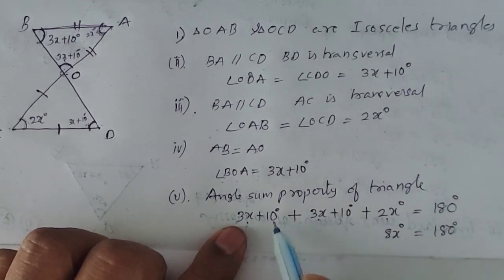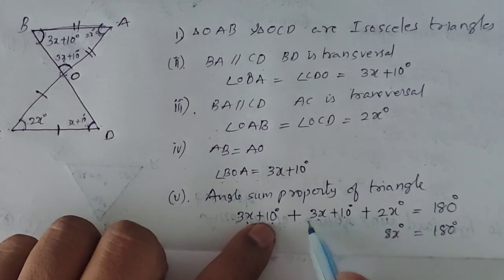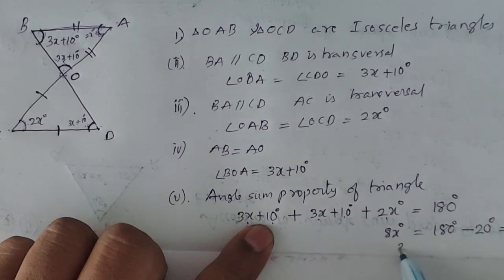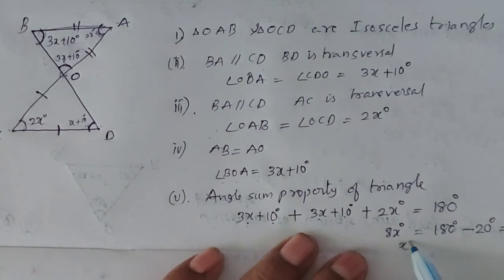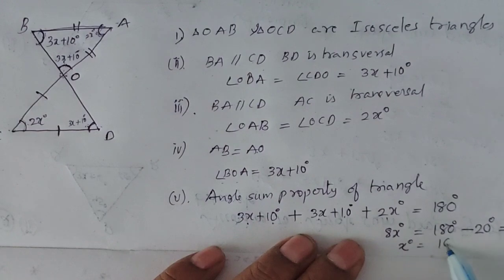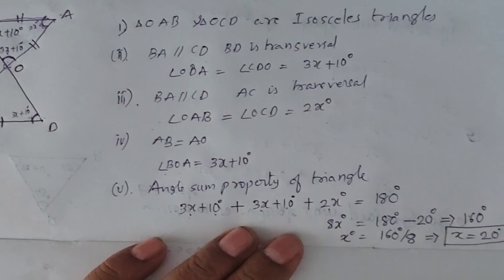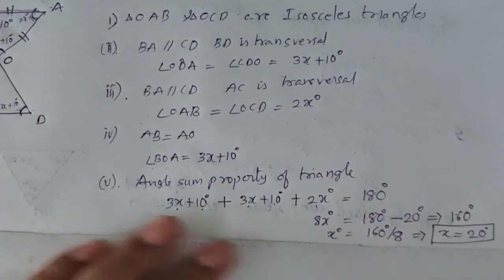And here 10 plus 10 is 20. If you take this 20 to the right hand side, it becomes minus 20, so 8x equals 160 degrees. Therefore x equals 160 degrees by 8. That implies x equals 20 degrees. So in this way we can solve this problem. What is the answer here? x equals 20 degrees.